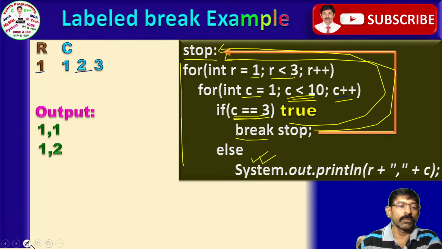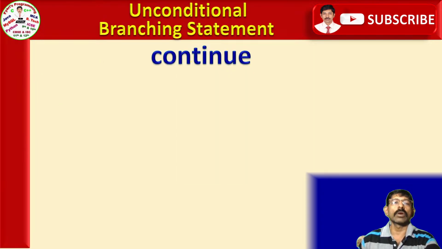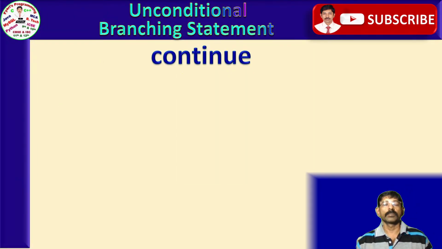You can see from this, it takes the control out of this for loop. That means stop the operation. Not because of the keyword stop. I can use anything.